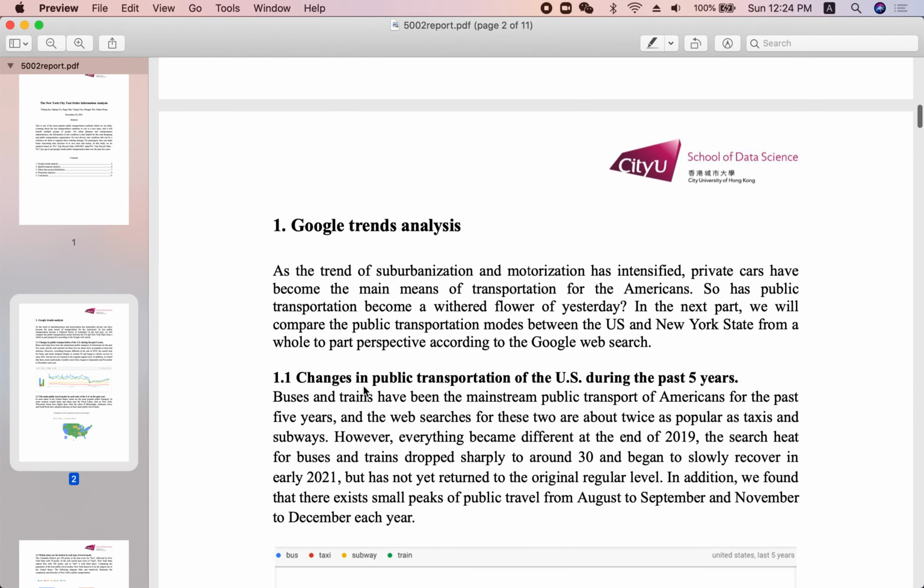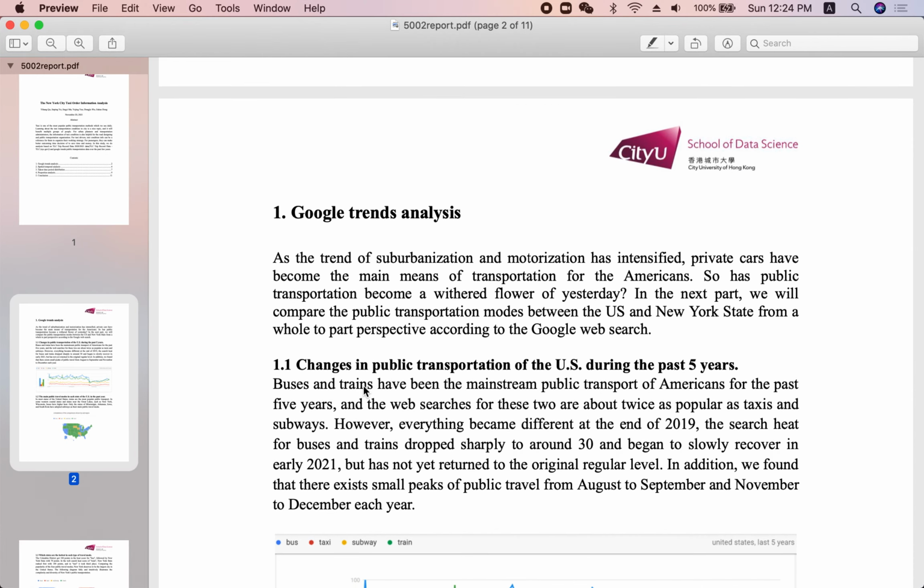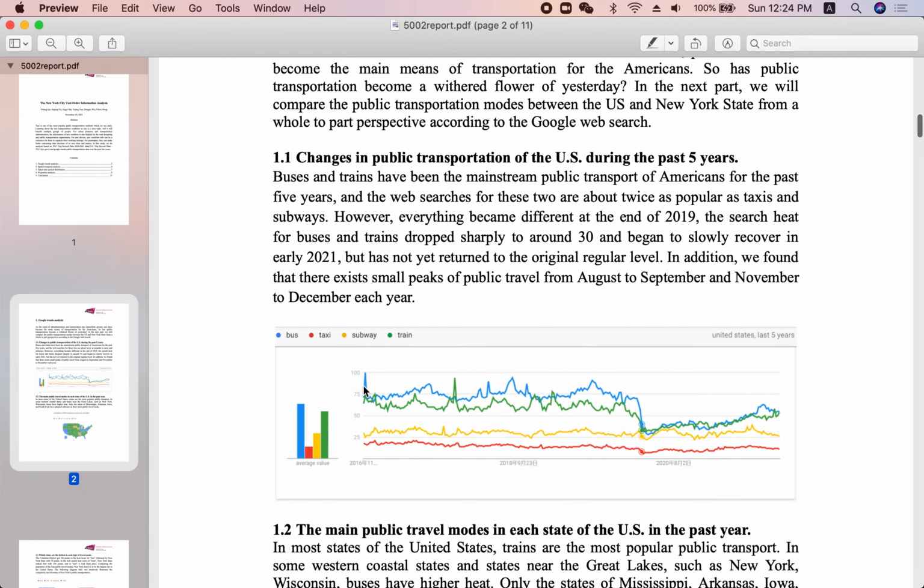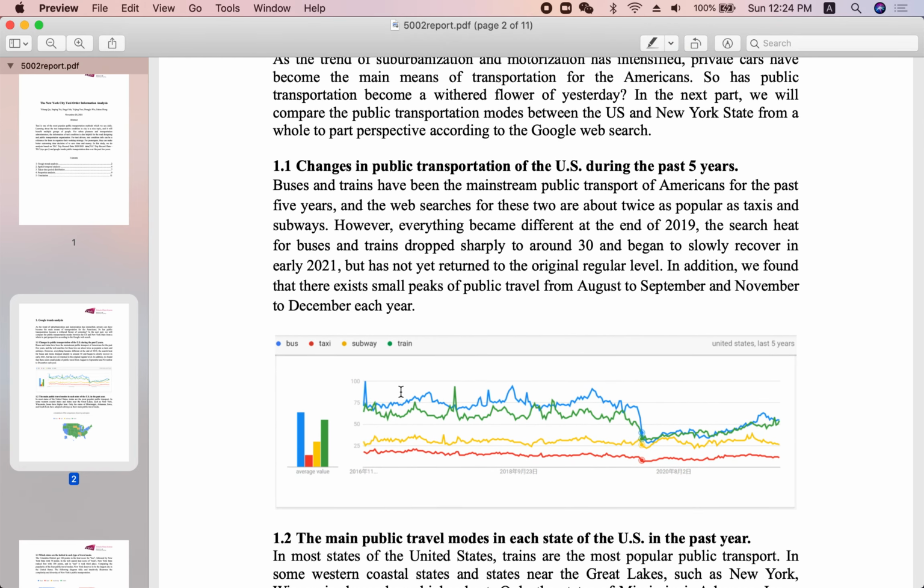The first is Google Trends analysis. In this part, we do statistics on Google Trends keywords frequency. In the past 5 years trend data, we can see that bus and train are the most popular keywords on Google search, and they have a sharp dropping at the end of 2019. It may be related to the COVID-19 pandemic.